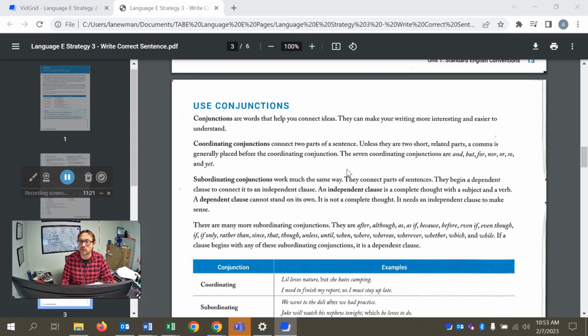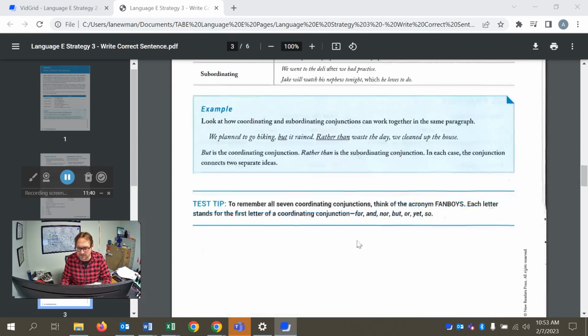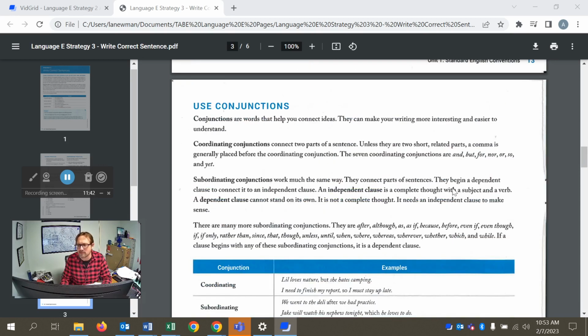The 7 coordinating conjunctions are and, but, for, nor, or, so, and yet. So maybe you've learned this, maybe you haven't, but remember FANBOYS. That's an acronym that covers these 7 coordinating conjunctions. This list is not in that order. I think they give you the tip down here. But the acronym FANBOYS will help you remember these coordinating conjunctions.